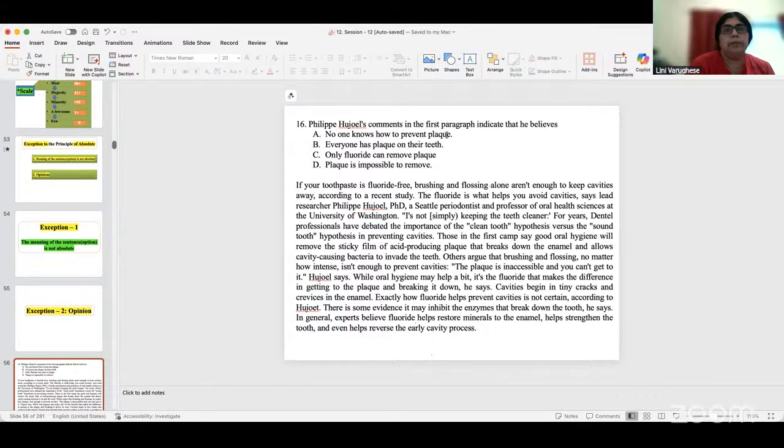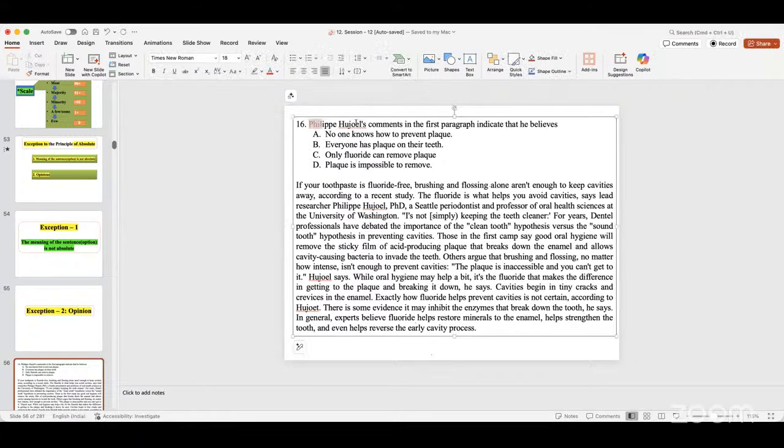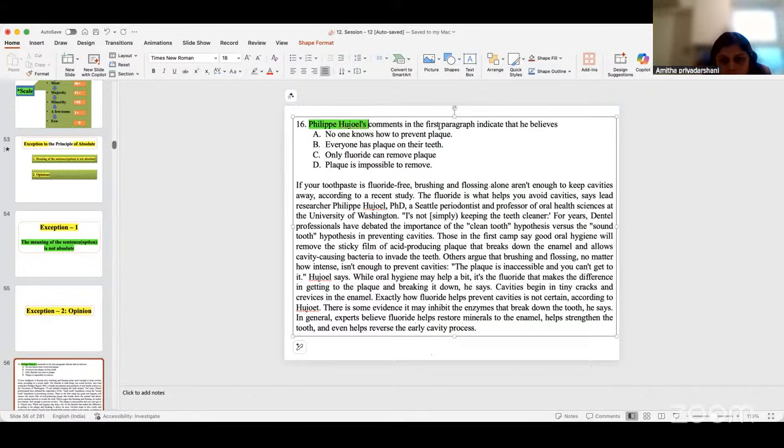Name. Yes, name. Philippe Hujol's name. Okay, first paragraph for beginners. That tells you immediately to go to the first paragraph.